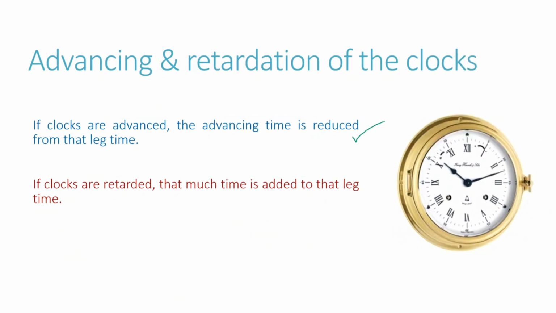Okay, very good. So always remember, if there is advancing, that much time should be reduced from the lag time. If there is retardation, that much time should be added to the lag time. Now that you have the lag time, it is very easy to find the distance, because you have the time and you know the speed. Speed into time gives you the distance of that particular leg. So that is the concept of advancing and retardation of the clocks.